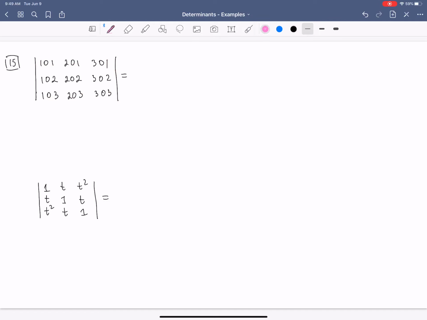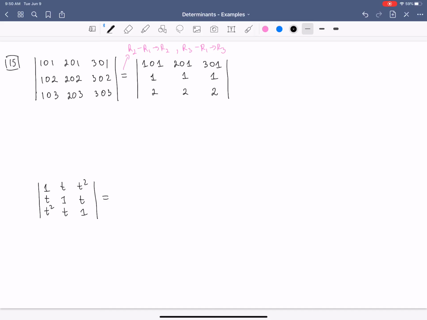So the operations that I'm going to carry out just by observation would be R2 minus R1 into R2 and R3 minus R1 into R3. So what I get here is 101, 201, 301. I haven't changed the first row, and now I'm subtracting. So I have 1, 1, 1, and then I have 2, 2, 2.